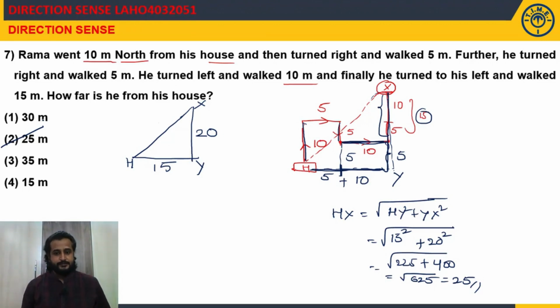Is this clear? Good. So this is how we are going to find out. What is this distance? 25. These are Pythagoras triplets. 15, 20, 25 are Pythagoras triplets. So choice 2.